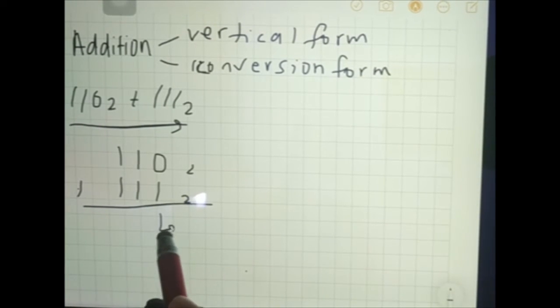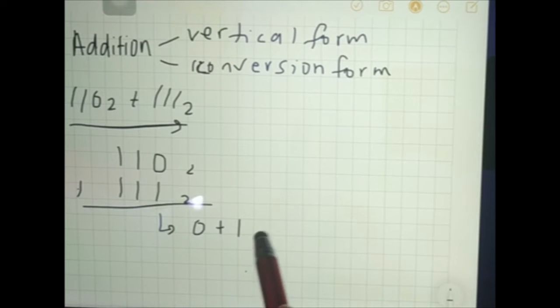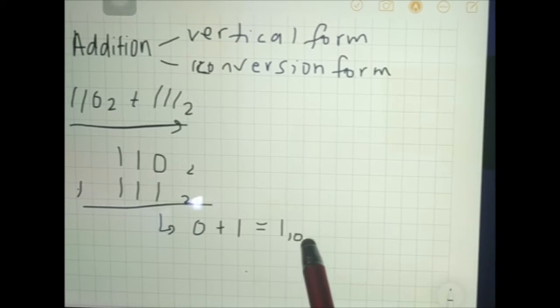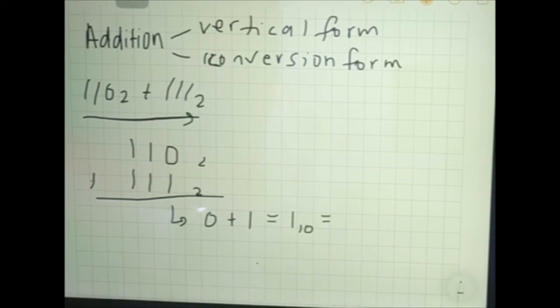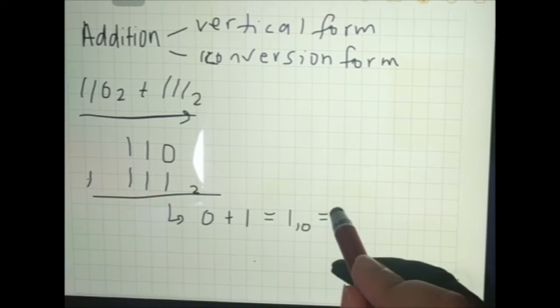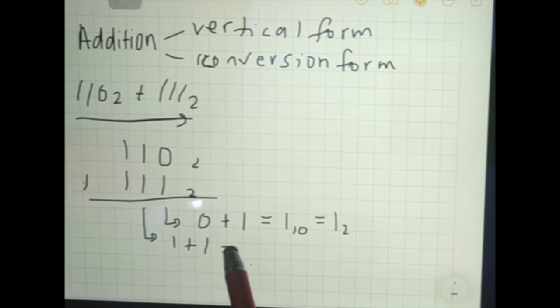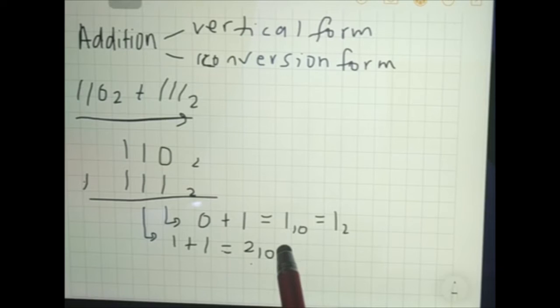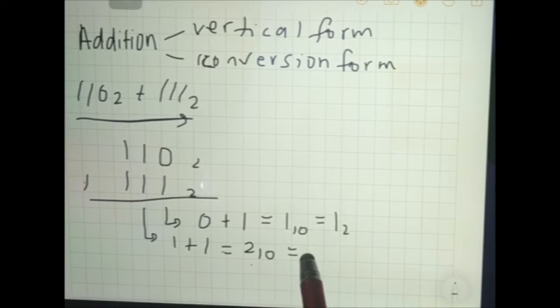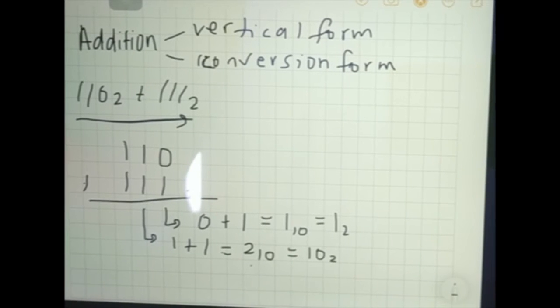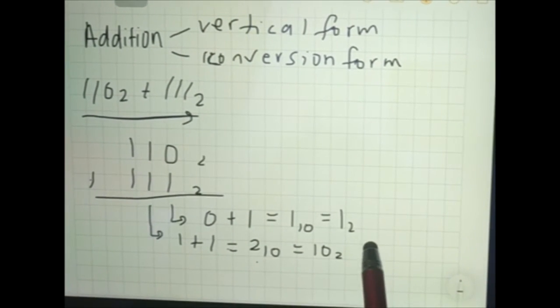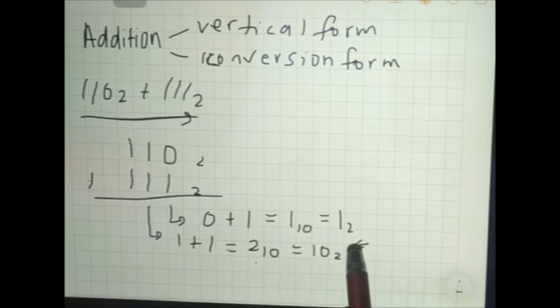So let's see here. 0 plus 1 equals 1 in base 10. Then we have to convert it back to base 2, which is 1 base 2. Alright, this next one: 1 plus 1 equals 2 base 10. 2 base 10 in base 2 is 1, 0 base 2. See here, this is a 2-digit number, correct?